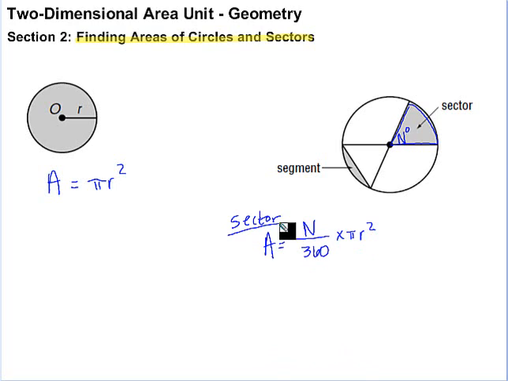There is something else called a segment. This would be a segment in a circle right here. We will be finding those areas at a later time in this chapter. So now to some examples.